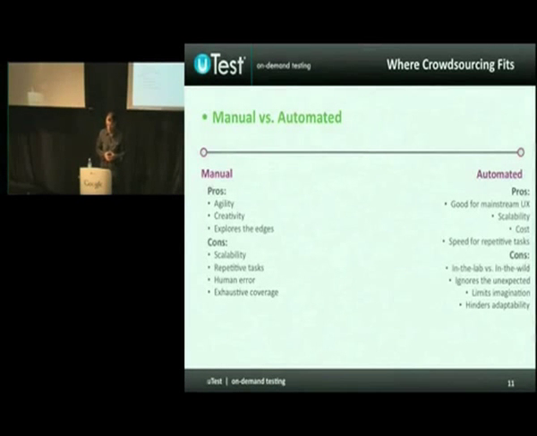On the side of automation, you know, it's good for many things. It has a scalability. The investment obviously provides ROI in the cost for the long term. It provides speed for repetitive tasks. It doesn't provide me the coverage for in the wild. It's more in the lab type of testing, specifically for mobile application. And it ignores the unexpected, limits the imagination, and hinders adaptability. Crowdsourcing really fits, at least today, in the manual side, because these are manual testers which are testing on device.